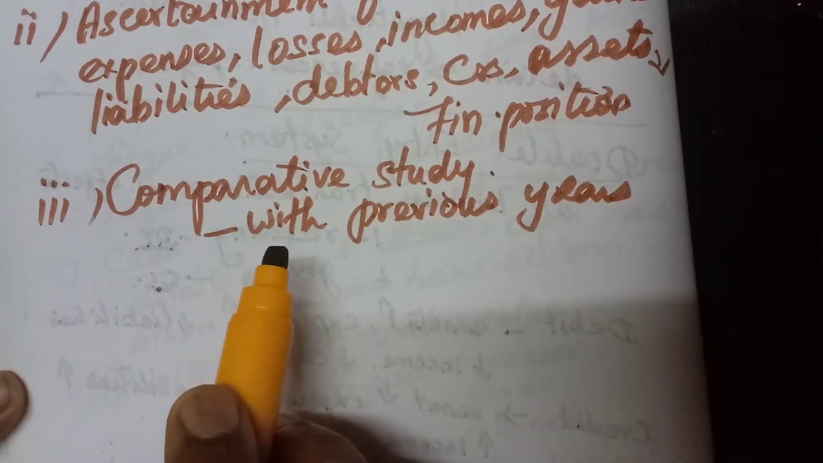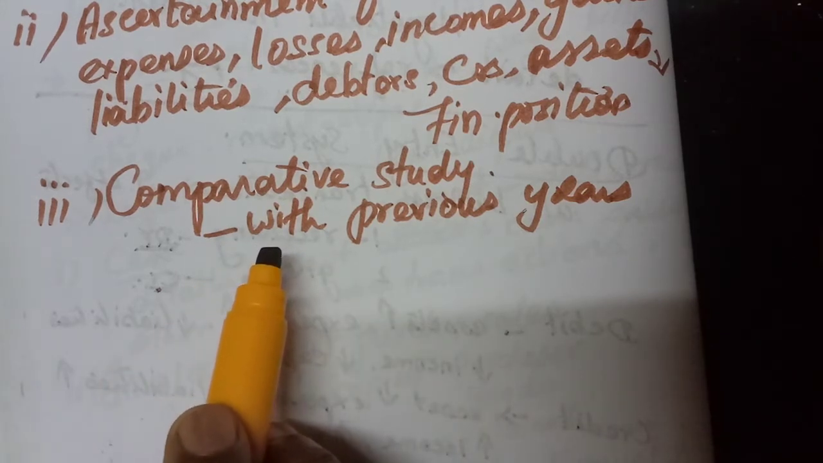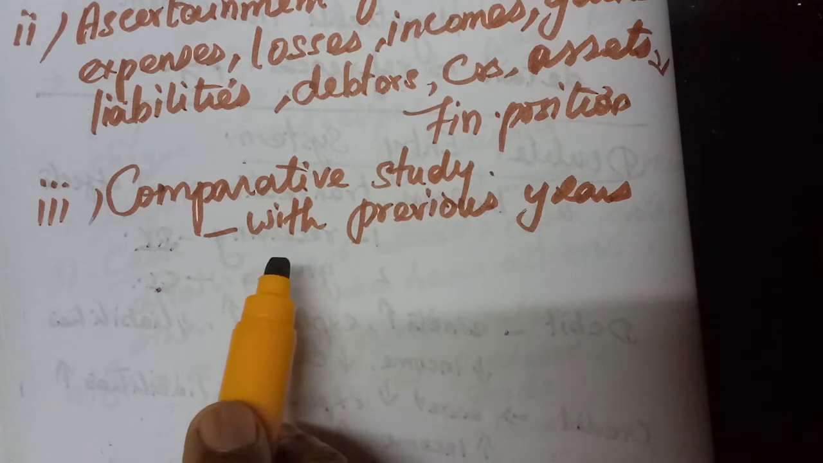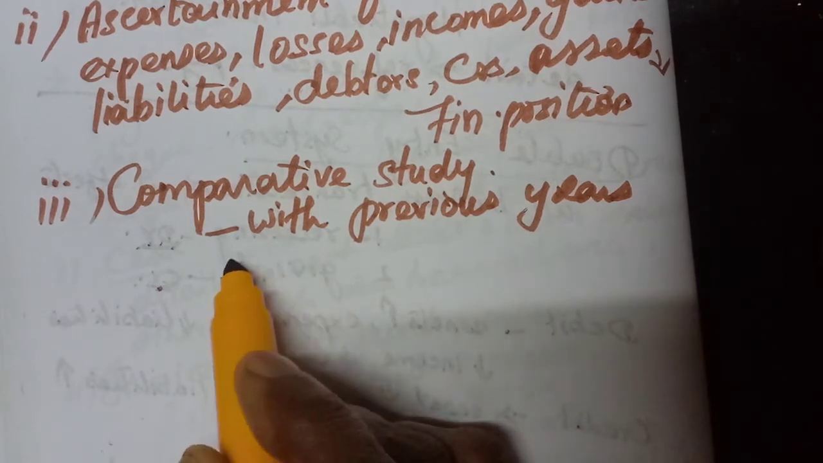For example, this year we have gained around 2,50,000 net profit. What was it last year? Last year it was only 2 lakh. The year before last year maybe 1,70,000. So we can conclude that we are in an improving stage, a developing stage. Okay.